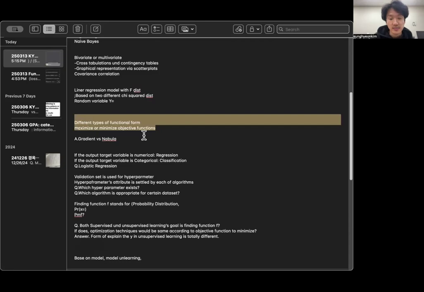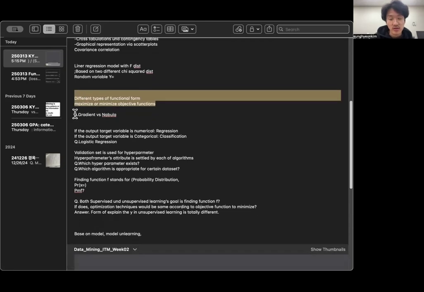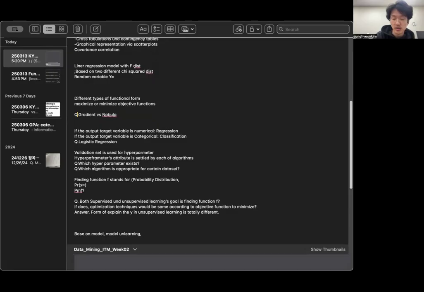And I will go to the next topic. I am a bit confused about the difference between gradient and nabla, so I will figure it out.